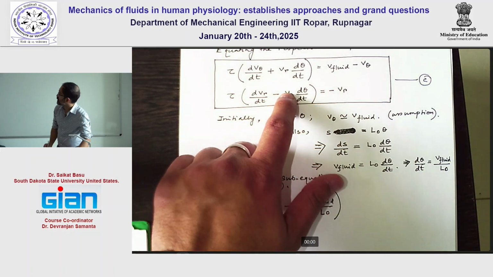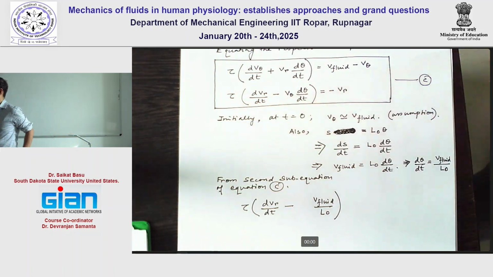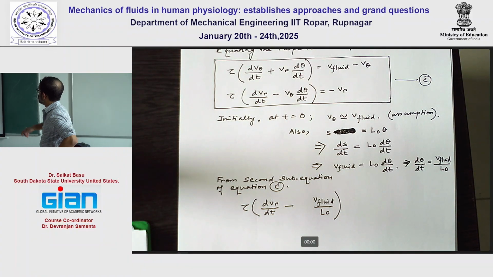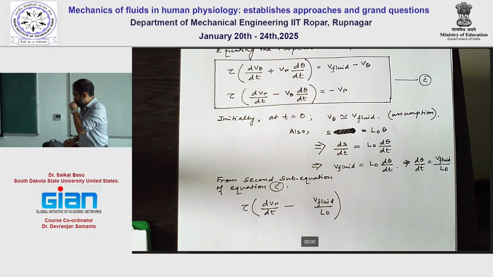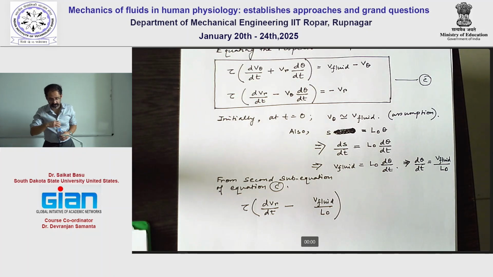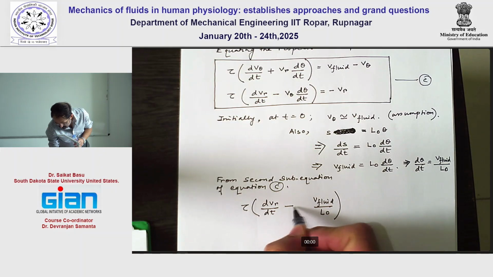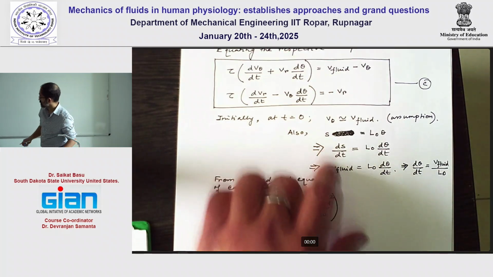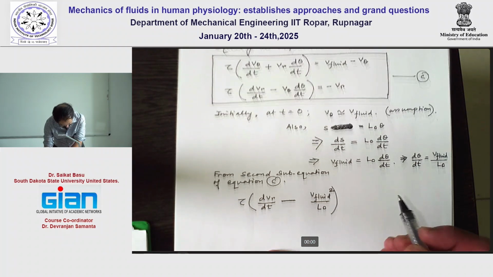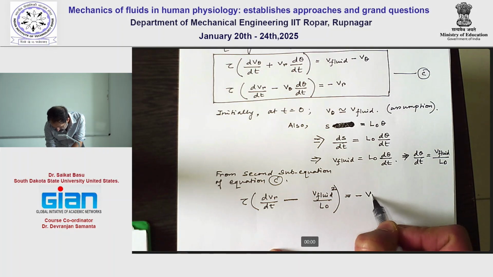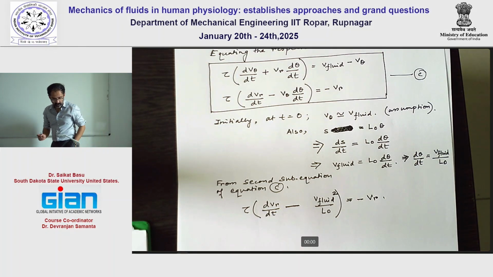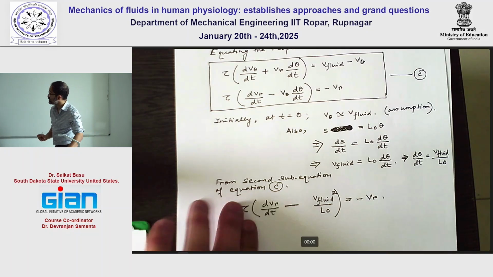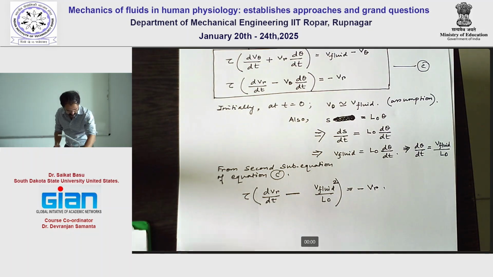But there is one v theta. So what is v theta here? We have assumed that at t equal to 0, v theta should be the v_fluid. So we put that here, and as a result this becomes v_fluid squared, right? So we are putting both v theta and dθ/dt from these two equations that we have derived. On the right hand side, we have minus Vr. Okay? Let's now try to take the dVr/dt on one side and put the rest on the other side.